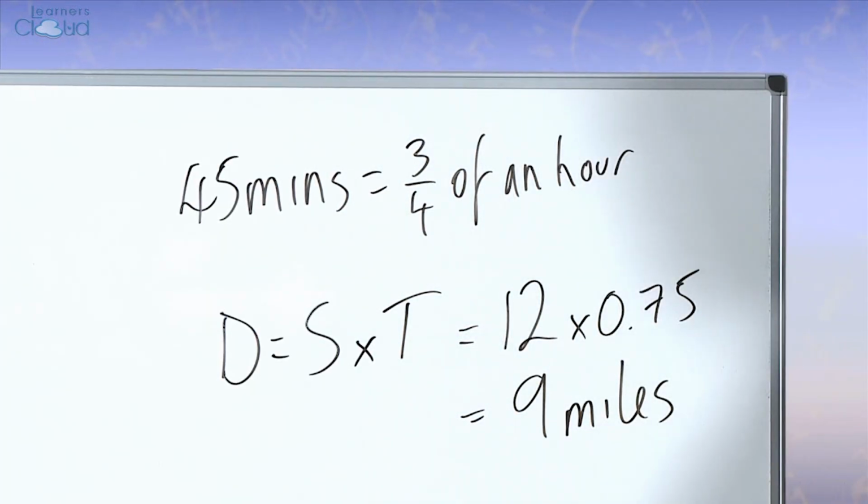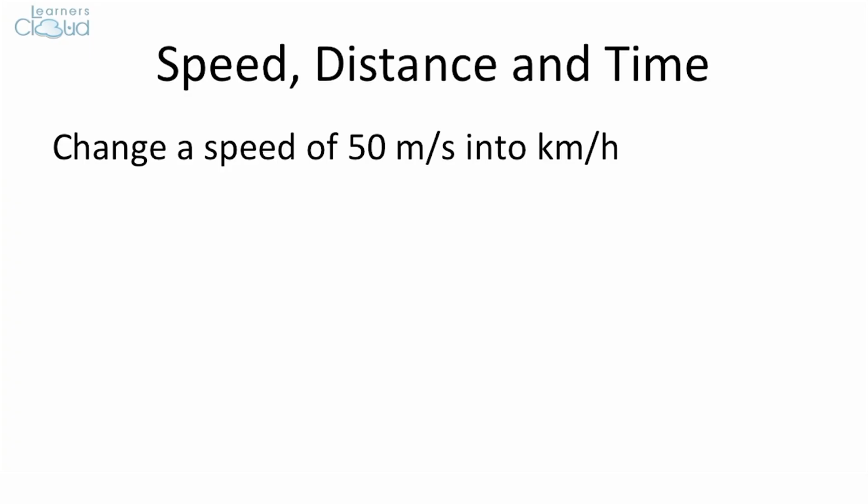9 miles. In this final question on speed, distance and time, they want us to change 50 meters per second into kilometers per hour. So they're asking us to change both sets of units. We've got to change meters into kilometers and also seconds into hours. So the first thing we're going to look at is changing 50 meters per second into how many meters per hour it is. Now we should all know that there are 60 seconds in 1 minute and there are also 60 minutes in 1 hour.